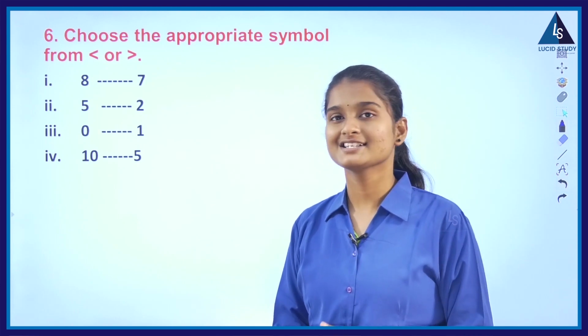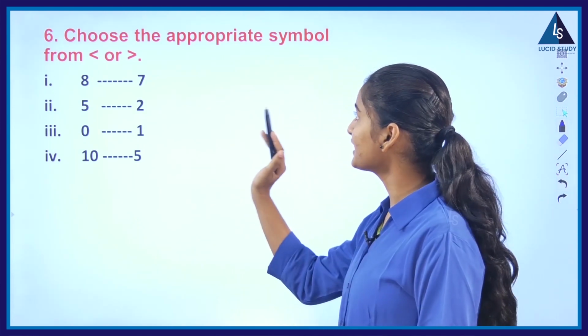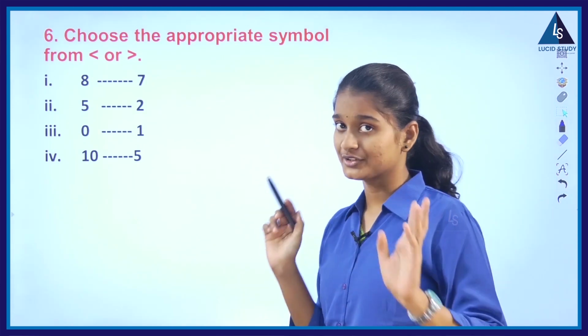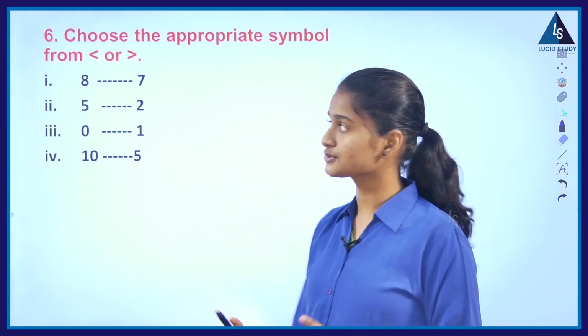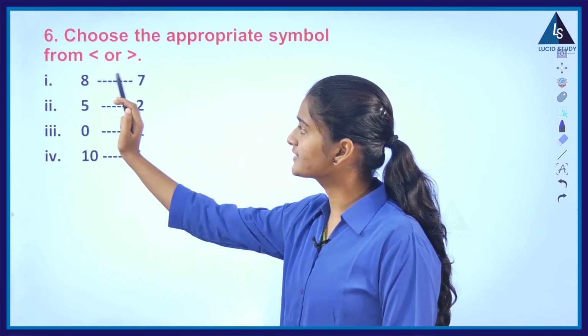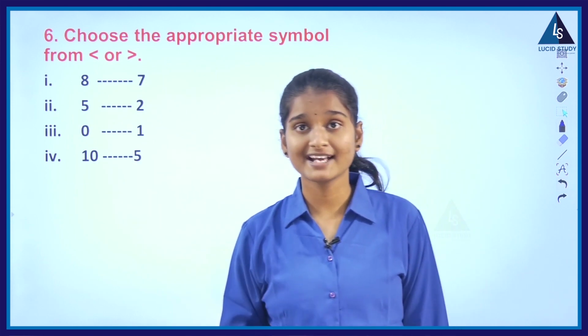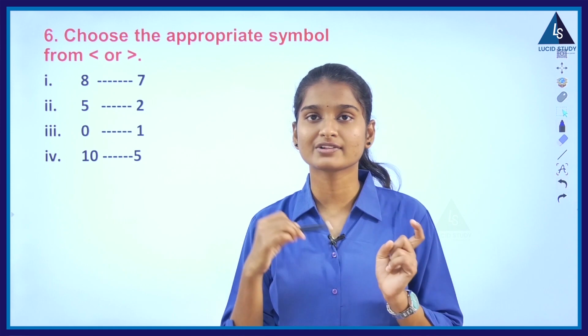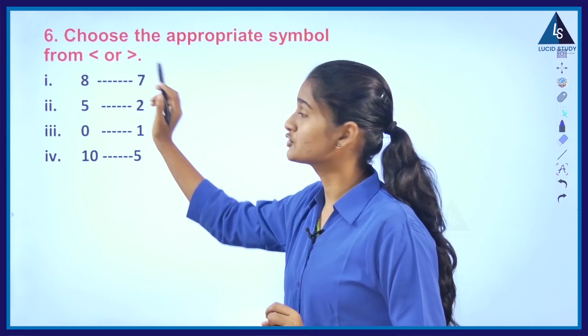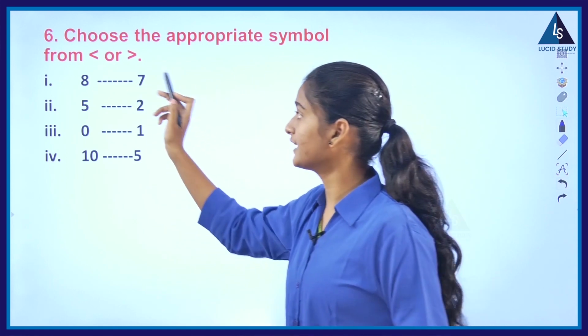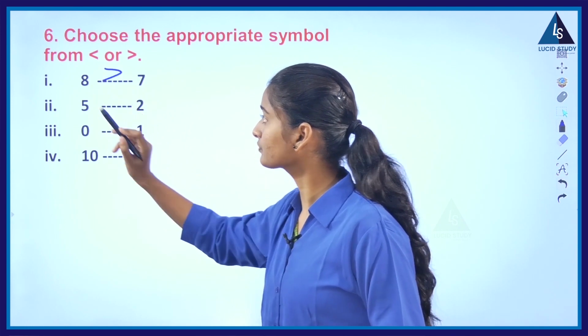So children, here is the sixth question. Choose the appropriate symbol: greater than, less than or equal to. So children, is 8 greater than or less than 7? 8 is greater than 7 because 8 lies on the right side of 7. So here 8 is the greater number.